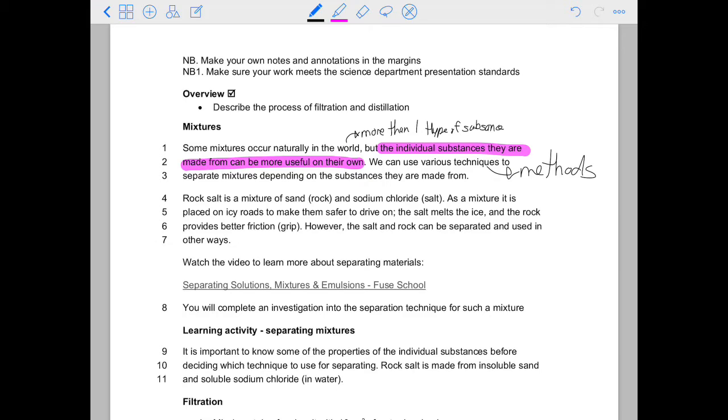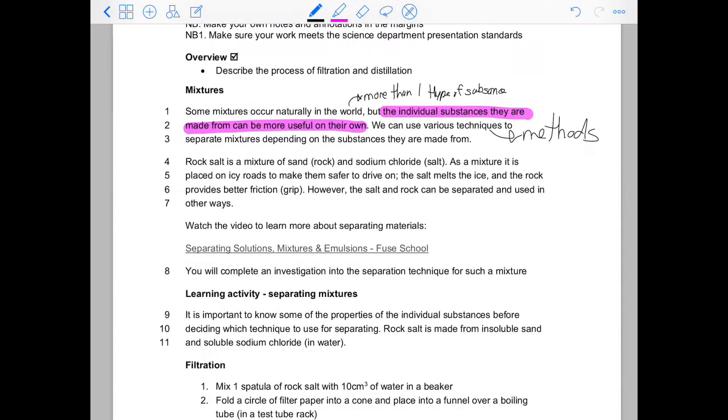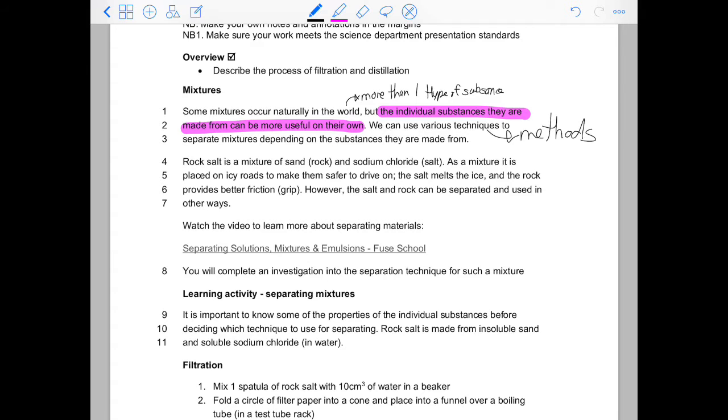So for example, rock salt, which we talked about last lesson, is a mixture of sand or rocks and sodium chloride, which is everyday table salt. So it's something we place on the road to make it safer to go on. And so we'll look at how to separate those from each other.